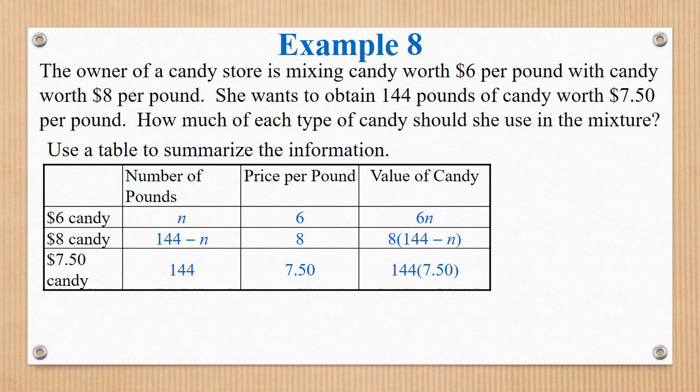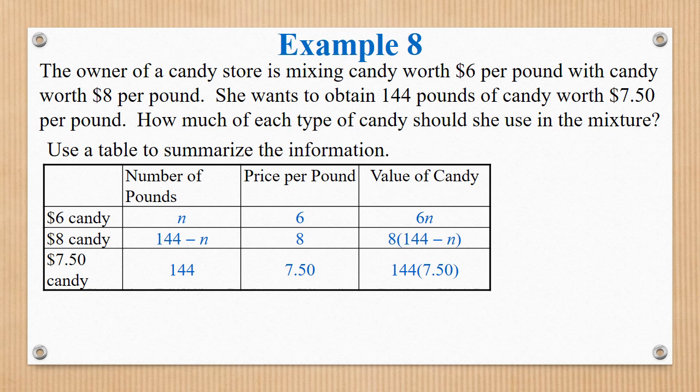So notice how I write my $6 candy, my $8 candy, right? She wants to obtain 144 pounds of candy worth $7.50. So I'm trying to mix these two together so that my new candy will cost how much? $7.50. Okay, so this is what my mixture result should be. How much of each type of candy should she use in the mixture? Okay, so I know that in total I have 144 pounds, right? $6 is going to be a certain amount, which is unknown, so that's my N. And then however much is left is going to be my $8 amount.